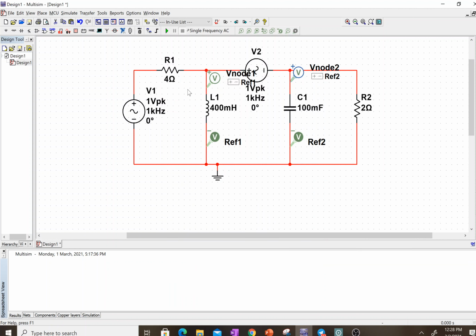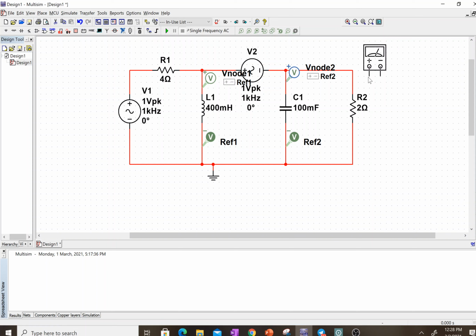So since we want to measure voltage at this node, the value should be in phasor polar form. We need to measure the magnitude of the voltage and also the angle of the voltage. If you use the multimeter here, it only measures the magnitude, so the angle is not measured. The easiest way is by using the single frequency AC.